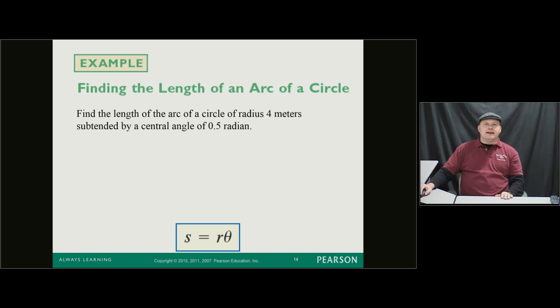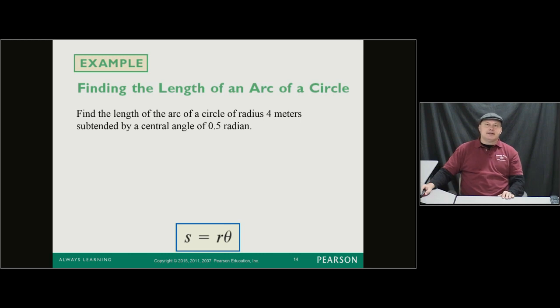It says, find the length of an arc of a circle of radius 4 meters, subtended by a central angle of a half of a radian. Now you're like, what is 0.5 radians? Remember, 1 radian was about 57, 58 degrees. So a half of a radian is around 28 degrees, 29 degrees maybe. That gives you an idea of what kind of angle you're dealing with. So you have a circle, you have 2 radii, and the radii form an angle of about 28, 29 degrees, and you want to know the length of that arc.